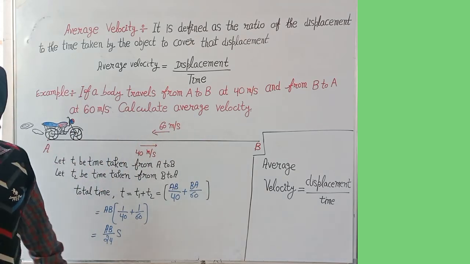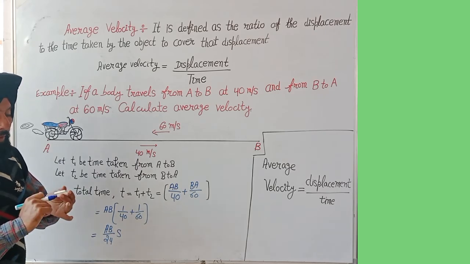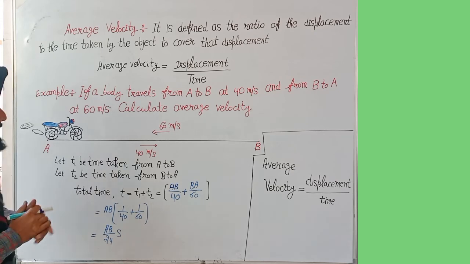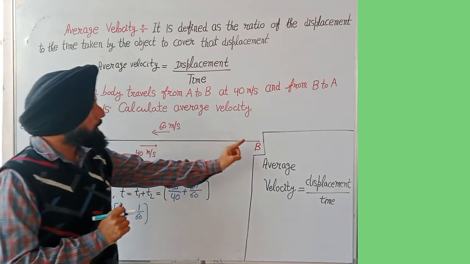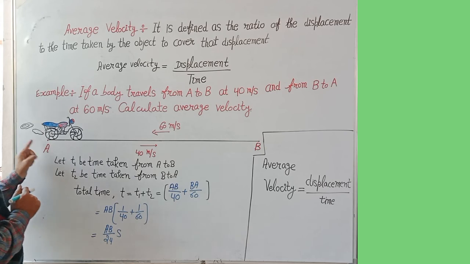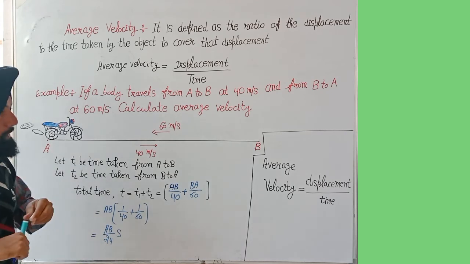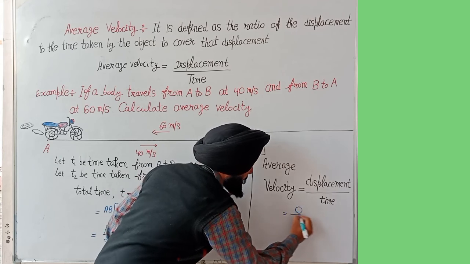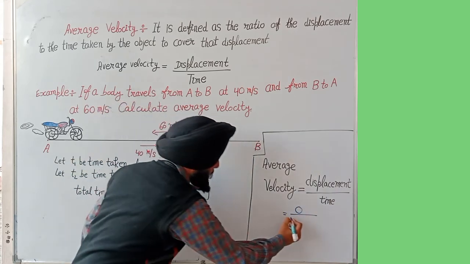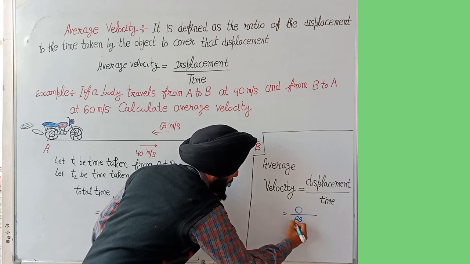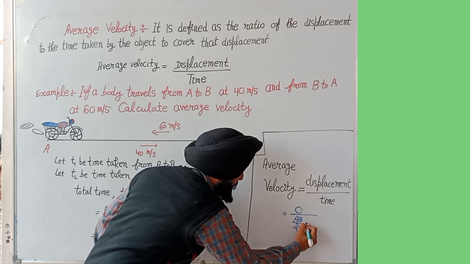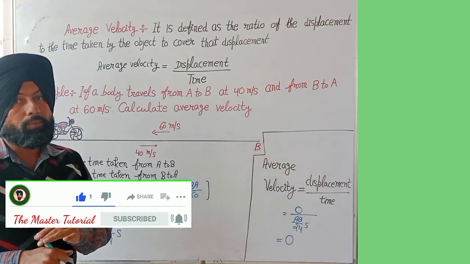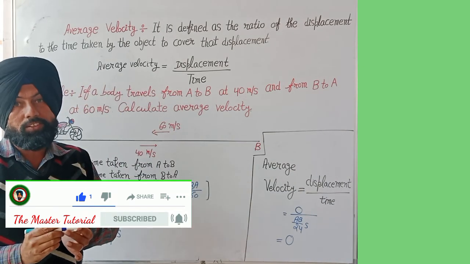Now the main point in this numerical: from A to B and B to A, the displacement becomes 0. Displacement becomes 0, and time is AB over 24 seconds. So our result is 0. So the average velocity in this case is 0.